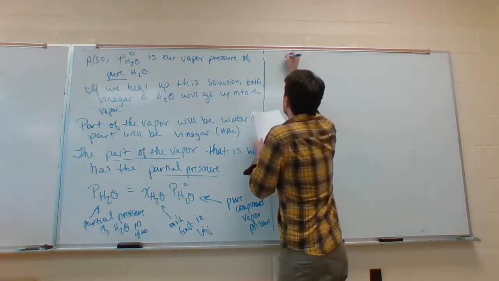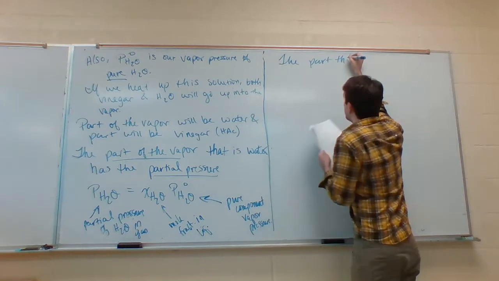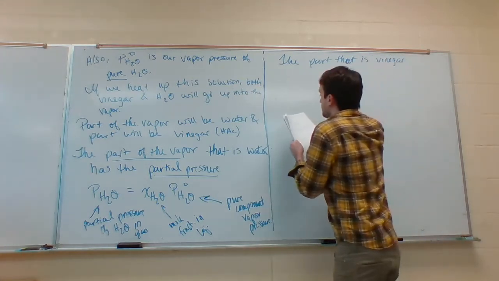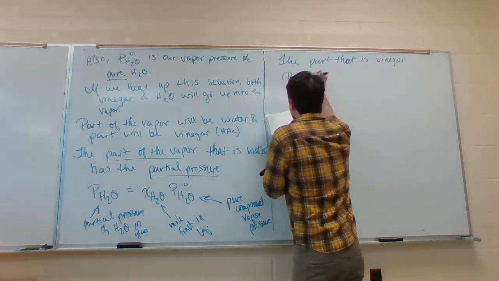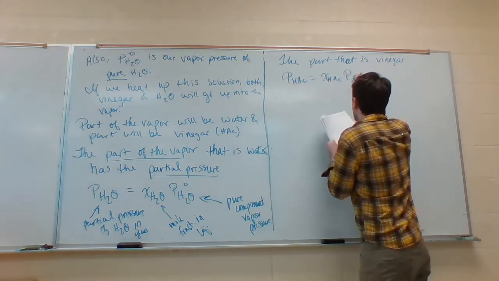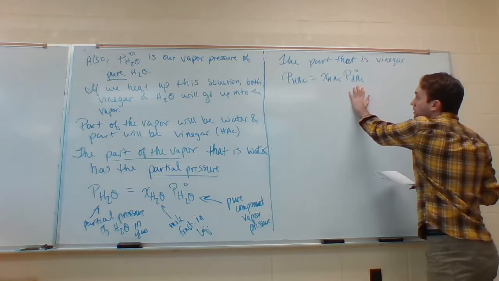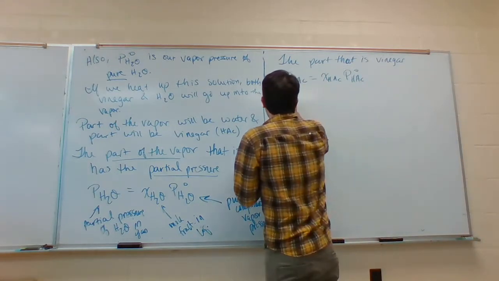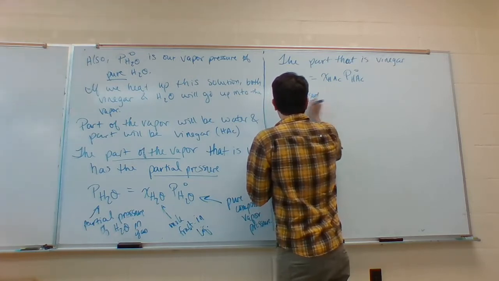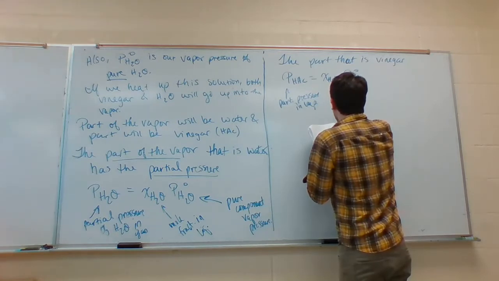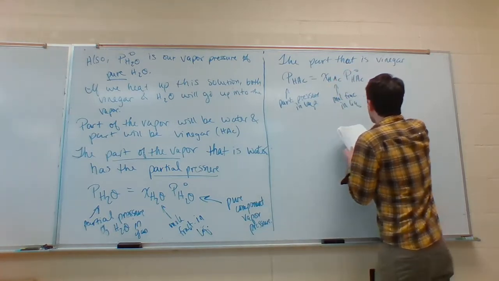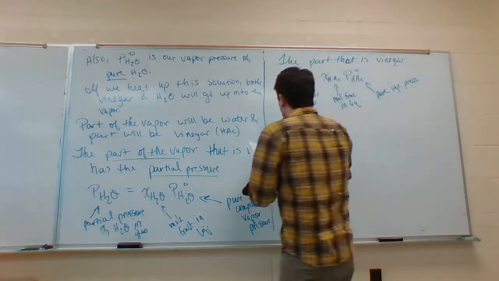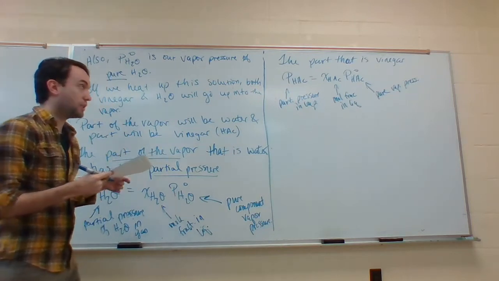But continuing with this, the part from the water. The part that is vinegar is calculated the same way. We've got P HAC is equal to X HAC times P HAC standard. So if we took the pure, we multiplied it by the fraction that we had, that will give us our partial pressure. All right, so again, that's our partial pressure in the vapor. We have our mole fraction in the liquid and our pure vapor pressure for that component.